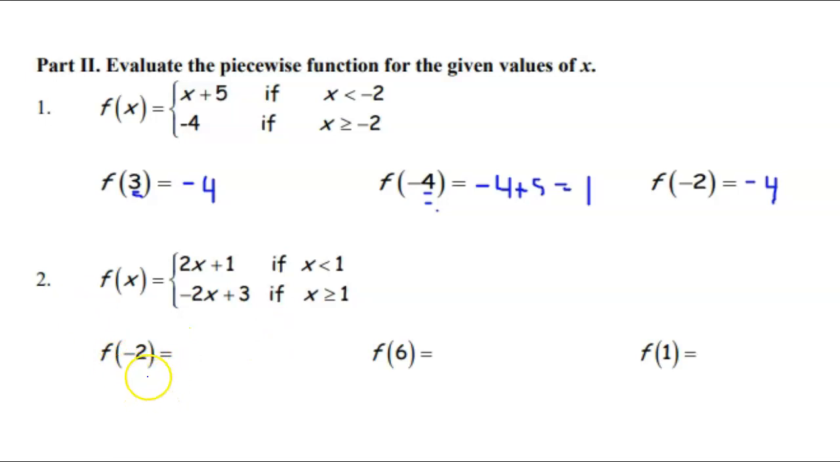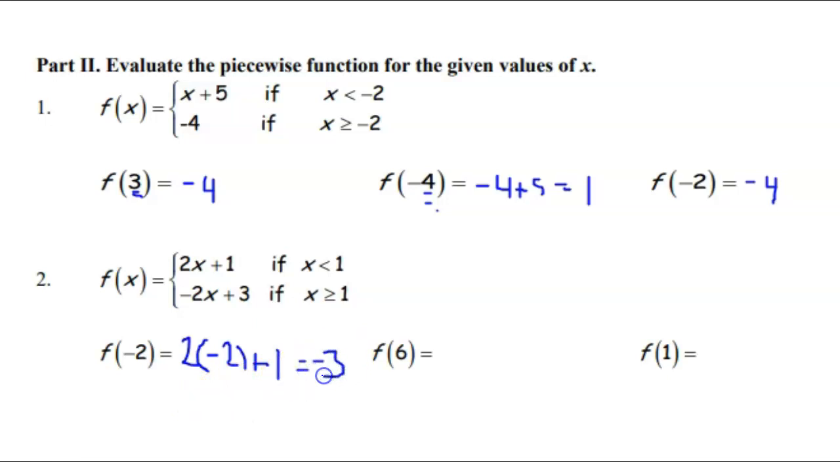Let's look at number 2. Number 2 says, if f is -2, what do you do? Well, let's look at our restrictions and boundaries this time. Now our boundary point is when x is less than 1 or x is greater than or equal to 1. So if I'm evaluating f at -2, I know that's less than 1. So I'm dealing with the top of this function. I'm plugging in -2 into the top part of this function, or the 2x plus 1. And when I evaluate it, I get -4 plus 1, which is -3.